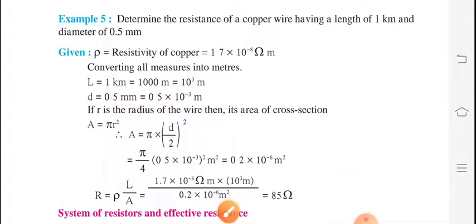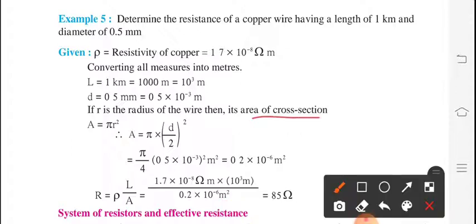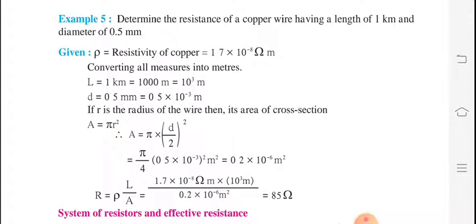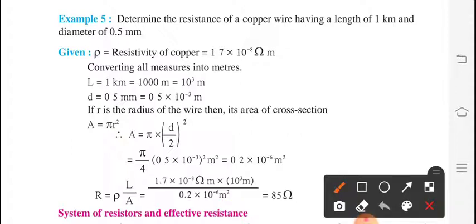If r is the radius of the wire, then its area will be A is equal to pi r square. Now r means diameter upon 2. So we can substitute A is equal to pi into, instead of r, diameter upon 2 whole square, because instead of r we are substituting D upon 2. Now we will substitute the values. Pi upon, this 2 square will be 4.